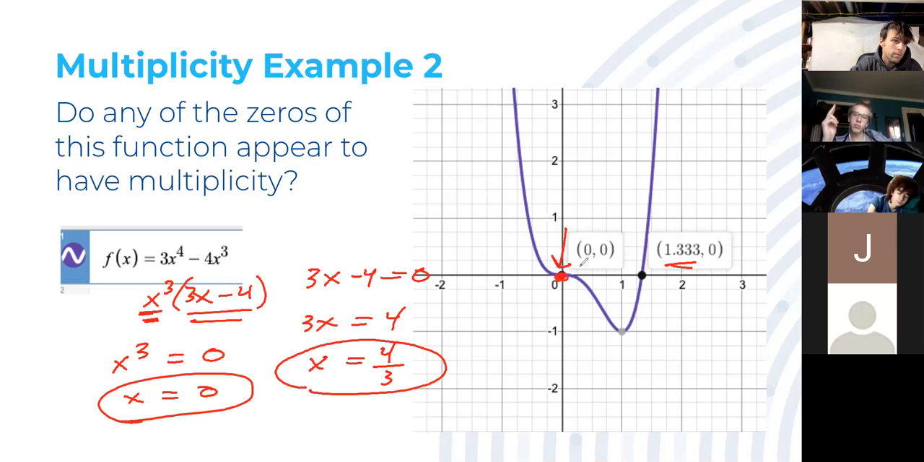Anytime 0 is a 0 of your function, you know that you can factor out an x, at least one x, because that's how we end up getting x equals 0 as a 0.